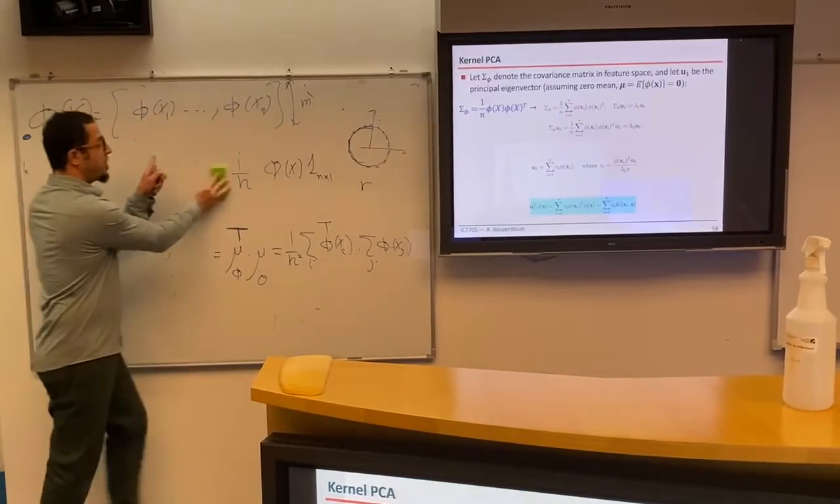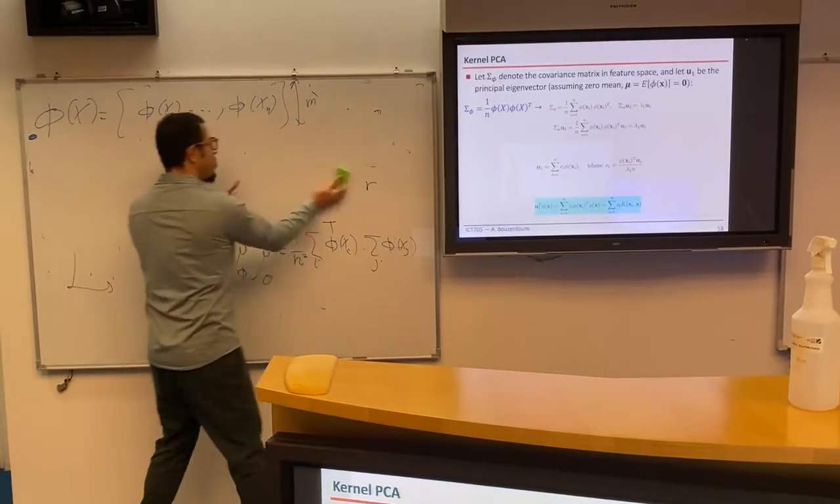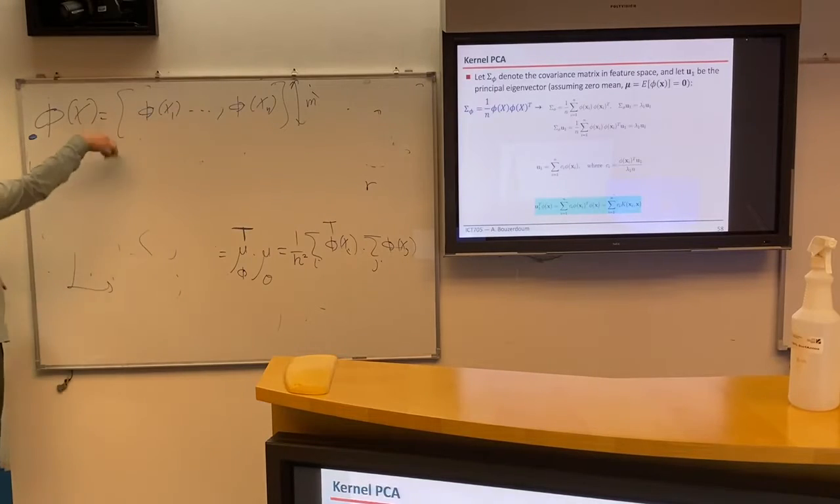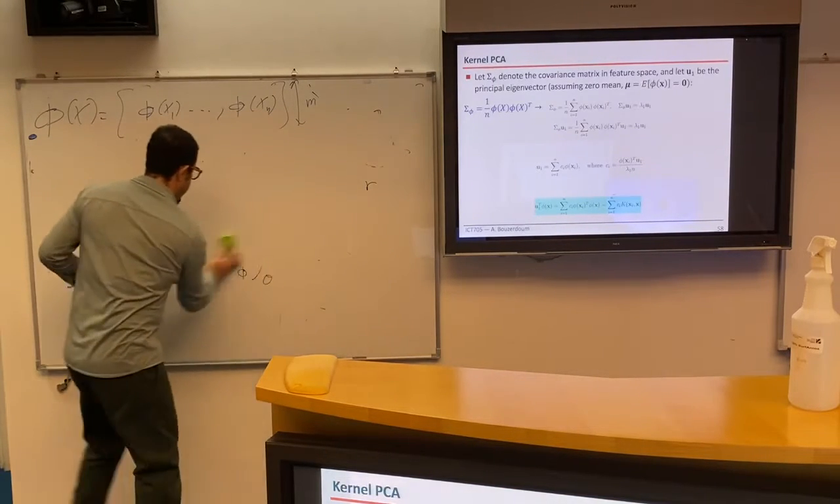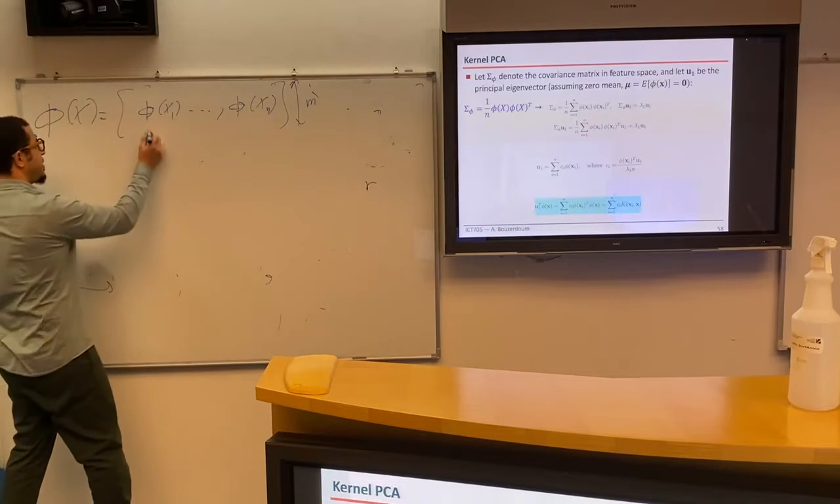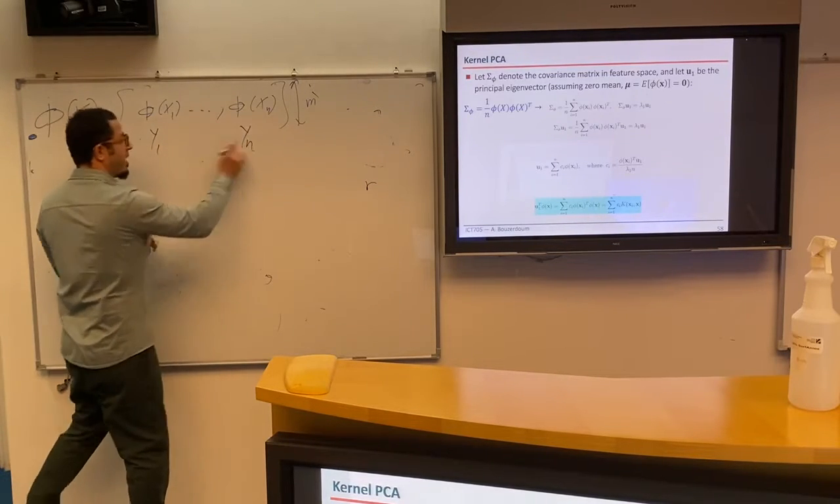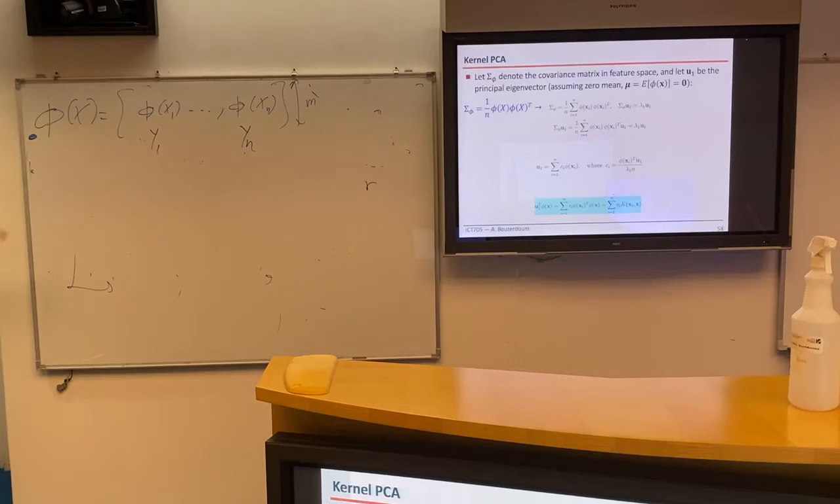So please look to this one. It's like a normal data, right? Just I call it phi is vector, right? If the phi bothers you, just call it y1 to yn, nothing else, okay? Just like, okay, what is the covariance matrix here, please?